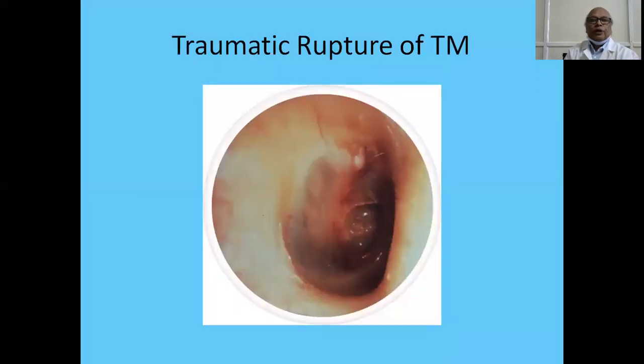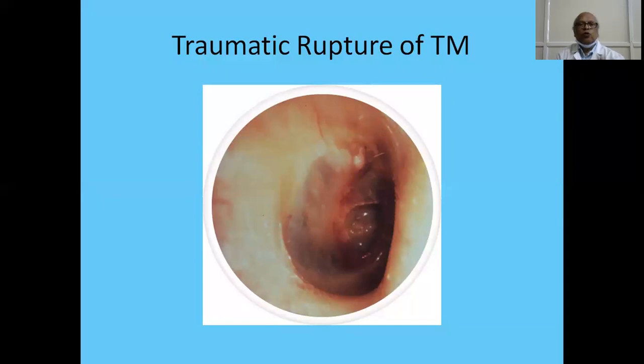Sometimes there will be traumatic rupture of the tympanic membrane. We see quite often husbands slapping the ears of their wives. Sometimes it happens in schools also, the teacher slapping. Nowadays it is not seen. It may be accidental or incidental, whatever it may be. These people will have slight bleeding from the ear, and as you see the TM, there will be perforation of the tympanic membrane. This is called traumatic rupture of the tympanic membrane.